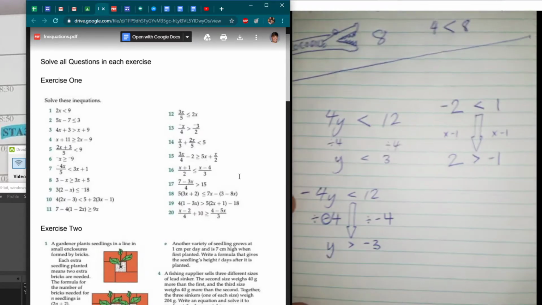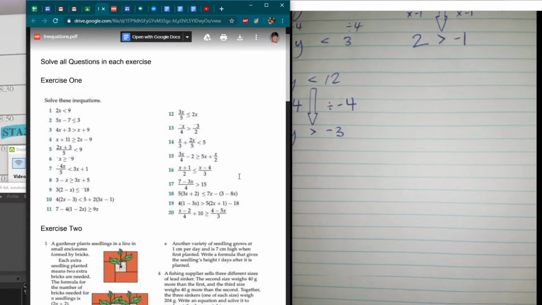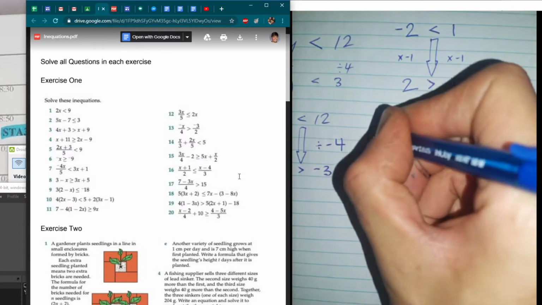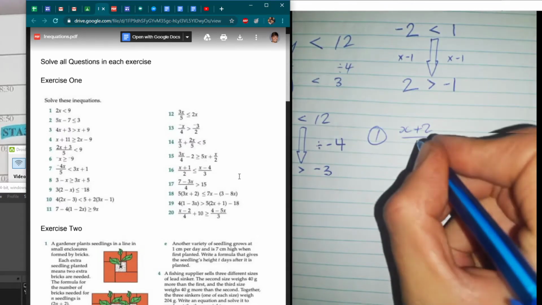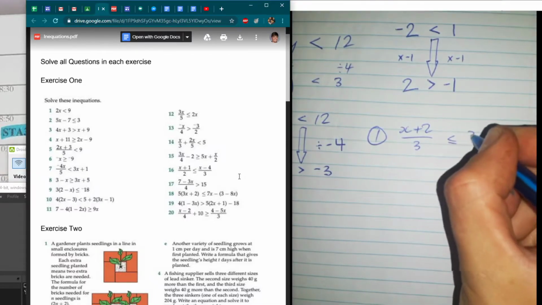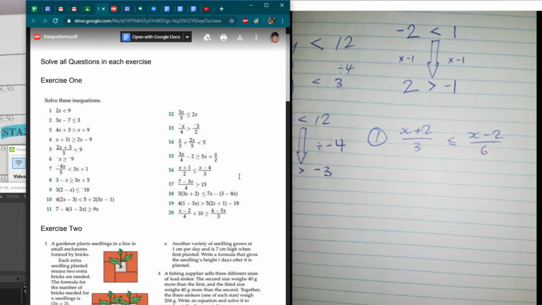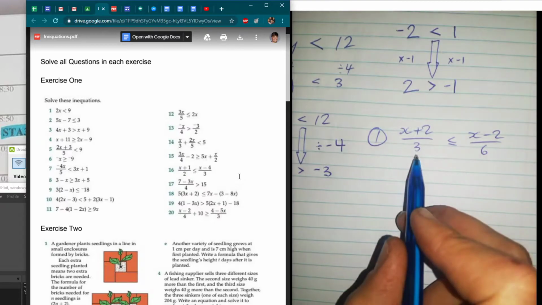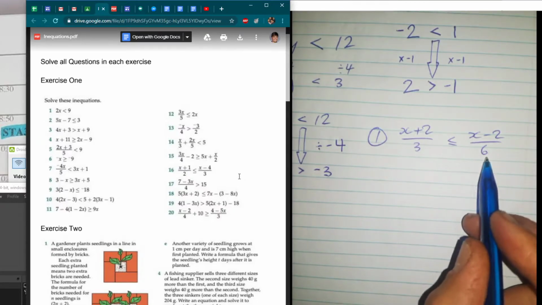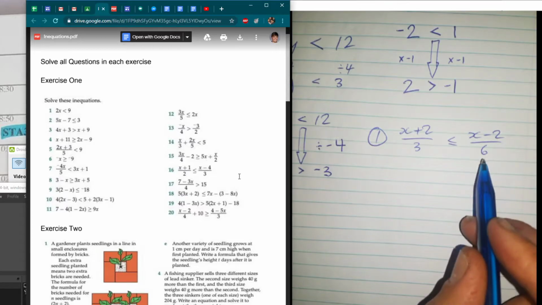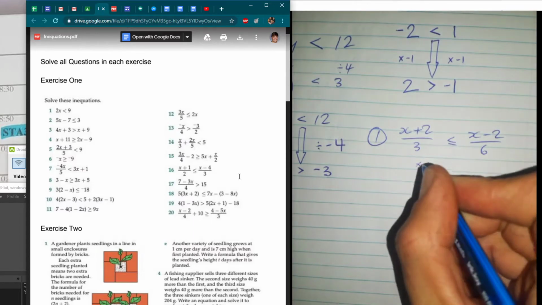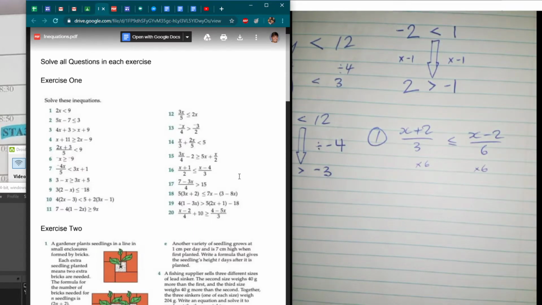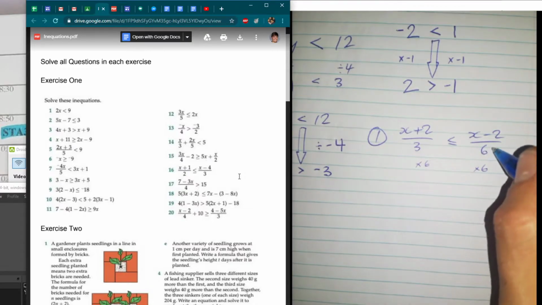Let's look at an example. So for exercise 1, we are going to have a look at this one. x plus 2 over 3 is less than or equal to x minus 2 over 6. So we're just going to follow the rules as usual. So we've got divide by 3 here, and we've got divide by 6 here. If I multiply everything by 6, I think I'm going to be able to get rid of the 3 and the 6 at the same time, which I think is pretty useful. So these things are just going to cancel each other out, but let's have a look at it first.